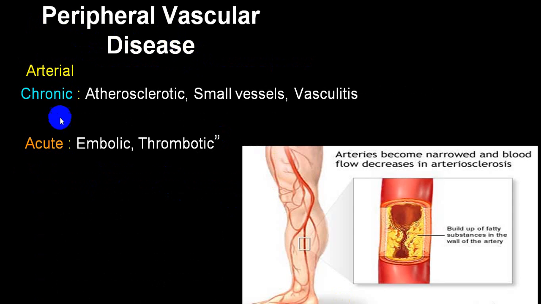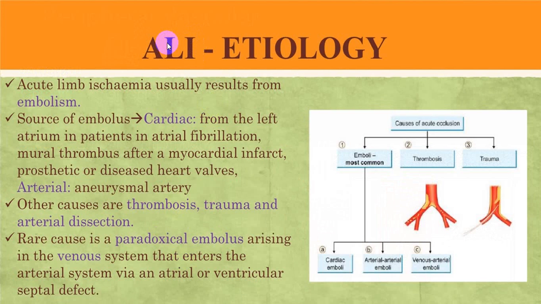Depending upon onset, acute and chronic: acute, most common are thrombotic and embolism, while chronic is atherosclerosis and vasculitis, and also small vessel disease. There is one term which is very frequently utilized, acute limb ischemia, meaning acute in onset. Most common cause will be embolism, and that can be because of cardiac etiology like atrial flutter or fibrillation, or mural thrombus after MI, or infective endocarditis, thrombus from a prosthetic valve or a diseased heart valve, or an aneurysmal artery. It can also be due to thrombosis or trauma or arterial dissection.